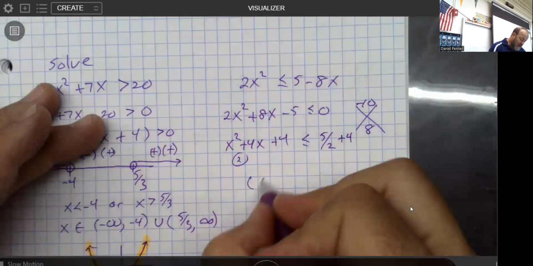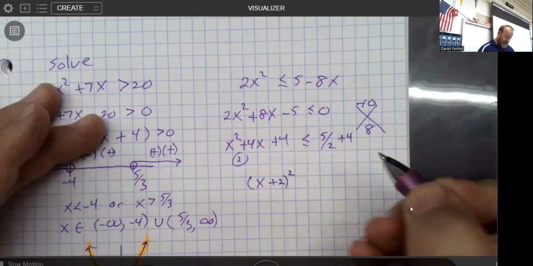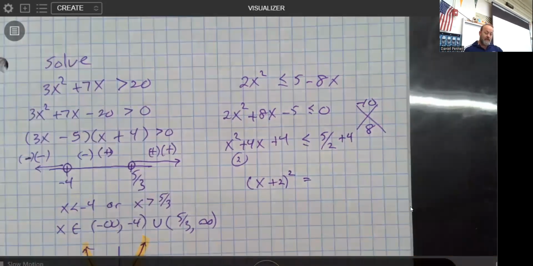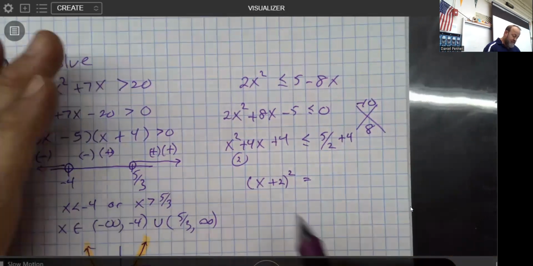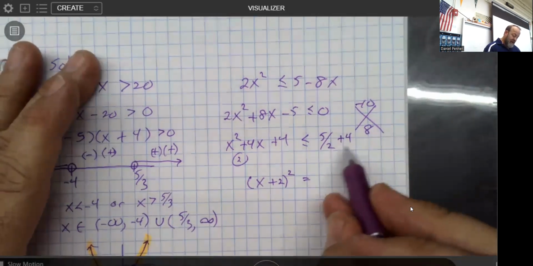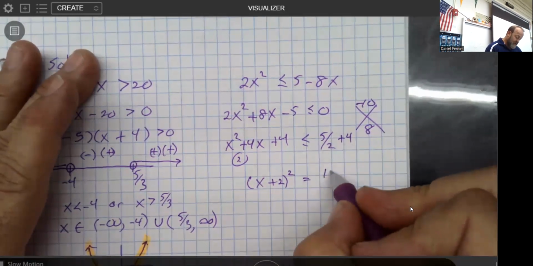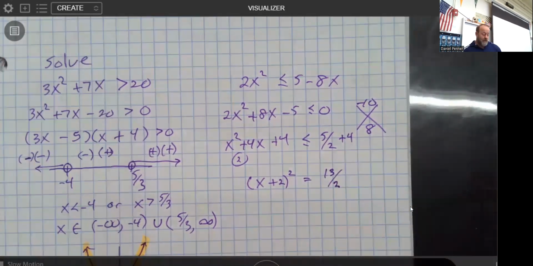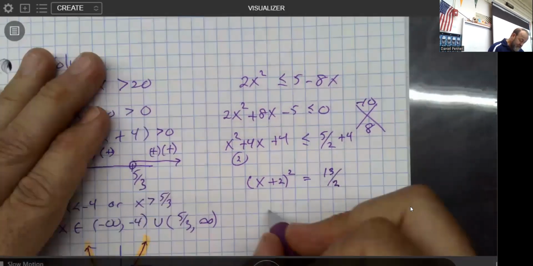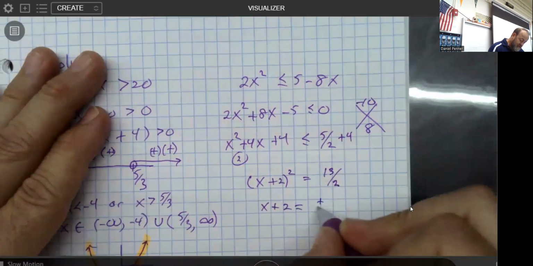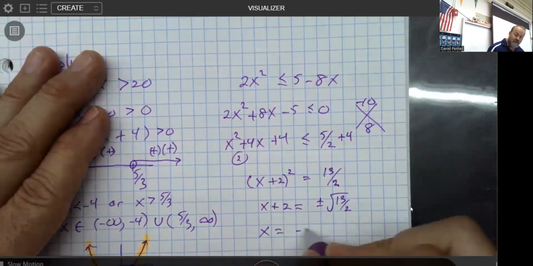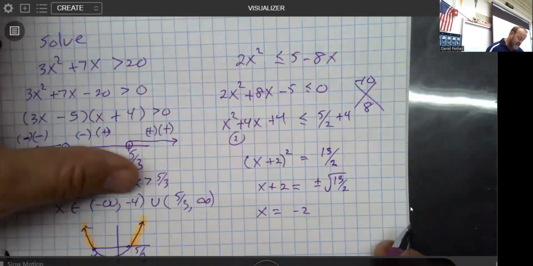So I'm sitting at this story that x plus 2 quantity squared. And again, I'm going to pretend that it says equal. And we talked about that in class, how sometimes we can do that. X plus 2 quantity squared, and this is going to be 8 halves plus 5, which is going to be 13 halves. And we're going to take the square root of both sides. So x plus 2 is equal to plus or minus the square root of 13 halves. And so if I move that 2 across, we're going to have -2 plus or minus the square root of 13 halves.